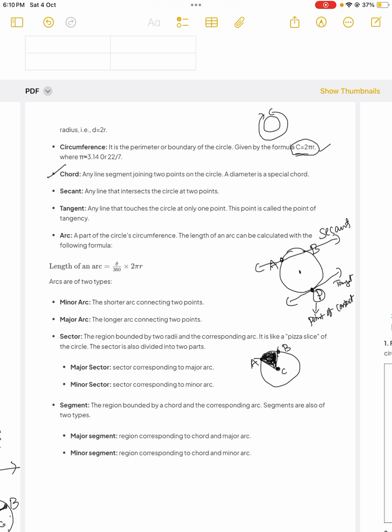And also the other ACB is also a sector. Here the highlighted region is the minor sector. The remaining white region is the major sector.